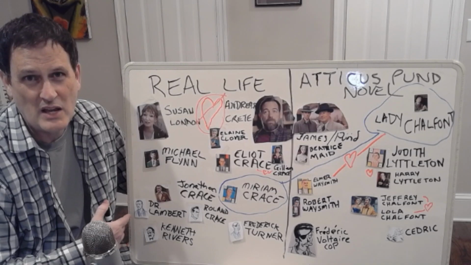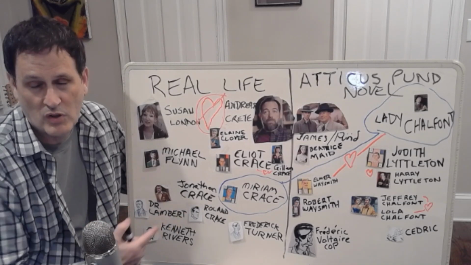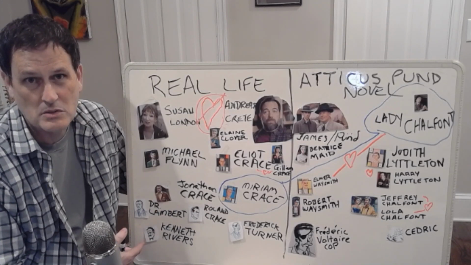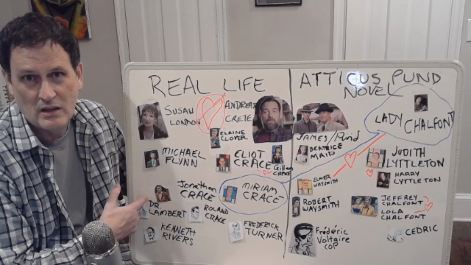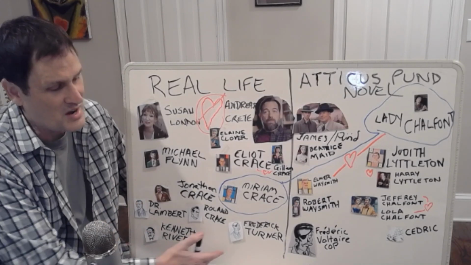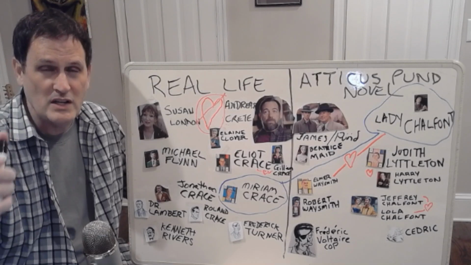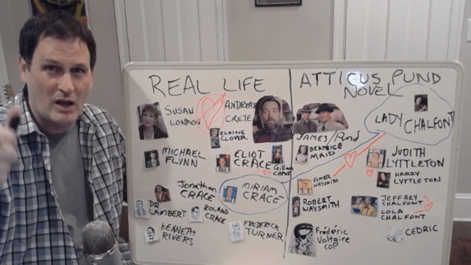Dr. Lambert is rich. Did somebody pay him to look the other way at Miriam Crace's death, or to get rid of Kenneth Rivers? Or to not look into Janice Crace's death? Or to not look into Frederick Turner's accident? A whole lot of stuff. What do you think? Go down in the comments. Let me know. We need your help, detectives.